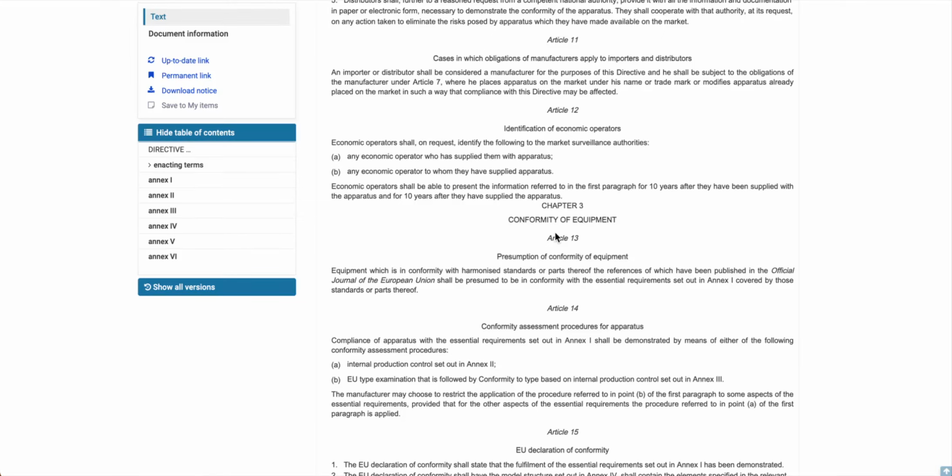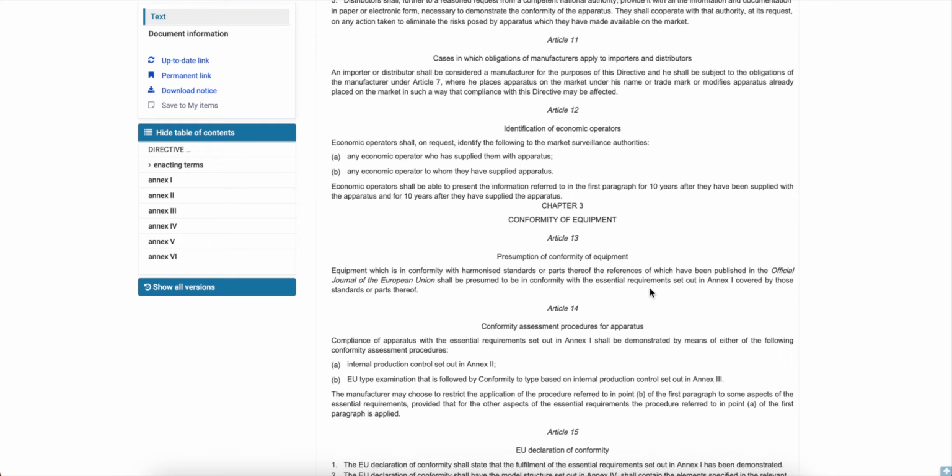A concept you would find in most, if not all, CE marking regulations and directives is that of presumption of conformity. What presumption of conformity essentially means is that products that comply with harmonized standards under a certain regulation or directive are generally presumed to comply with the requirements of that specific regulation and directive.